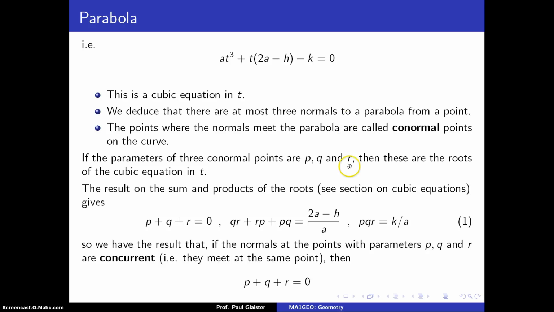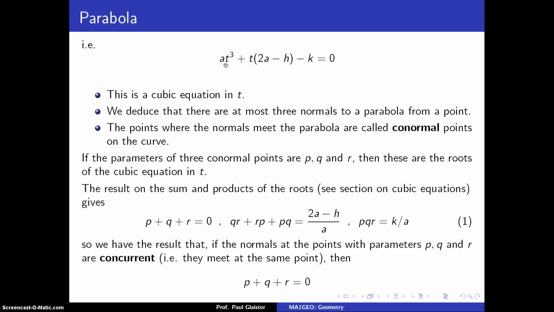cubic. Now if we look back at the beginning section of the notes, we'll see that the sum of the roots of this cubic will be 0. It will be the coefficient of t squared, which is 0 in this case. The pairwise product added up of the parameters can be written in terms of the coefficient of t and a, and finally the product of the 3 parameters, the product of the roots, will be given by minus the constant term over the coefficient of t cubed.